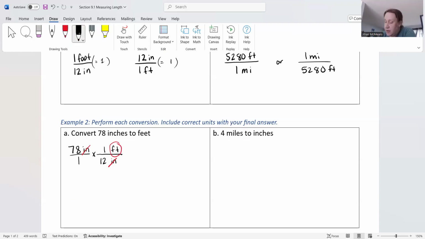Okay, so if we clean this up a little bit, I get 78 times 1, which is just 78 feet. And then in the denominator, I just get 1 times 12, or 12. And then I can go to a calculator. So if you've got a calculator, get it out. I can go to a calculator and do 78 divided by 12, which is 6.5. So I can say now pretty confidently that 78 inches is equal to 6.5 feet.